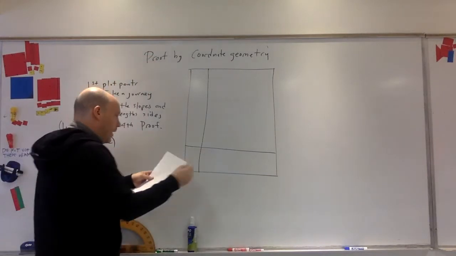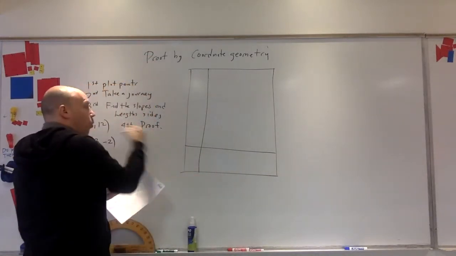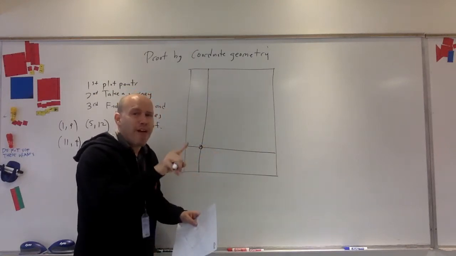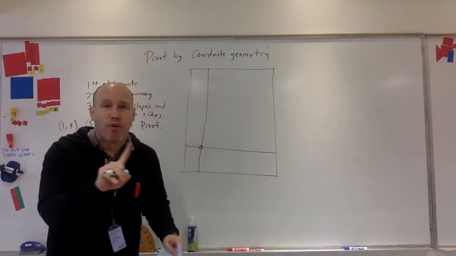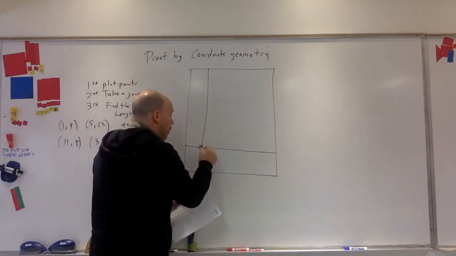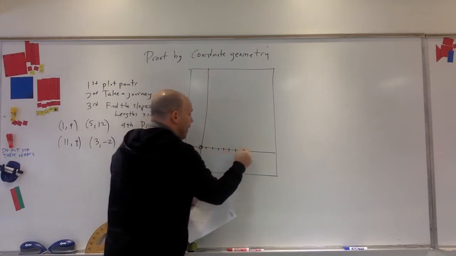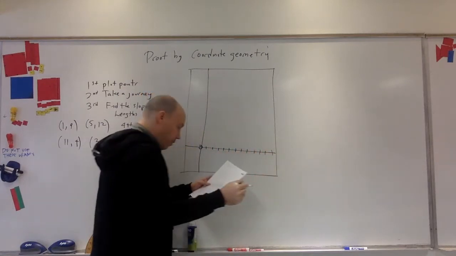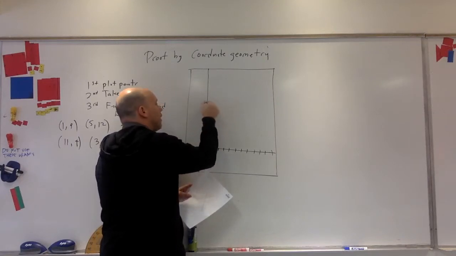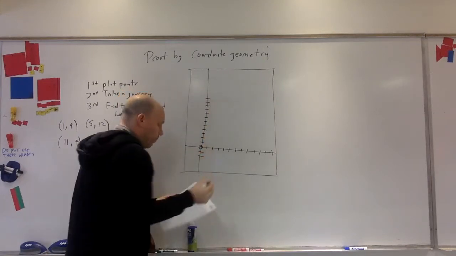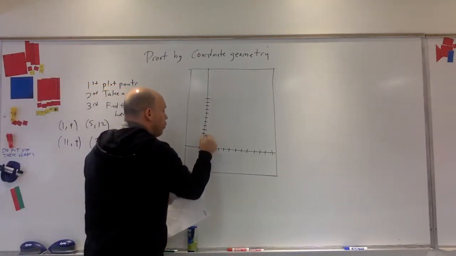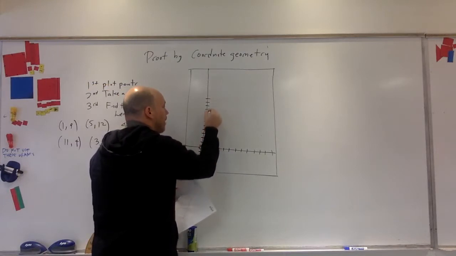What's the first point? 1, 9. You never ever make your own graph paper, ever. You get a piece of graph paper and you count: 1, 2, 3, 4, 5, 6, 7, 8, 9, 10, 11, 12 along each axis. Okay, the first point is 1, 9.